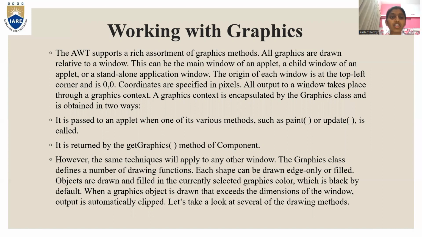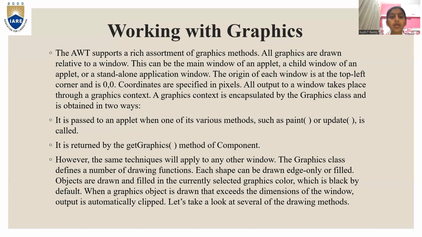The AWT supports a rich assortment of graphics methods. All graphics are drawn relative to a window. This can be the main window of an applet, a child window of an applet, or a standalone application window. The origin of each window is at the top left corner and is 0, 0. Coordinates are specified in pixels. All output to a window takes place through a graphics context. A graphics context is encapsulated by the Graphics class and is obtained in two ways.